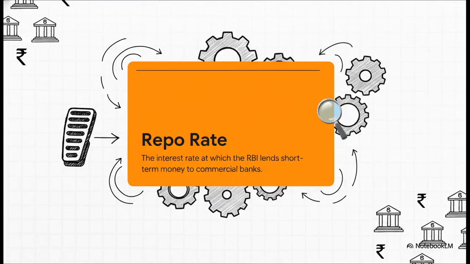Okay, so let's talk about that gas pedal for a second. The most important, most powerful quantitative tool is something called the repo rate. So what is it? Simply put, it's the interest rate the RBI charges when it lends money to other commercial banks for a short time. And this one rate, it's like the master switch. It has a knock-on effect on pretty much every other interest rate you can think of in the country.